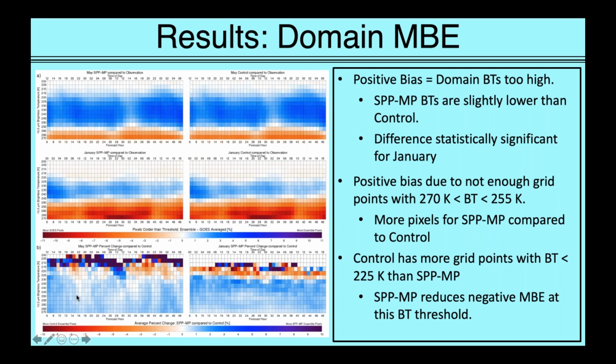But if we look in the final row, which is the difference between the SPP-MP and control, blue indicates that there are more SPP-MP ensemble pixels. So we are getting more of these lower clouds with the SPP-MP compared to the control. It's also interesting that the control has more grid points with a brightness temperature less than 225 Kelvin. And you can see that up here, especially in these oranges.